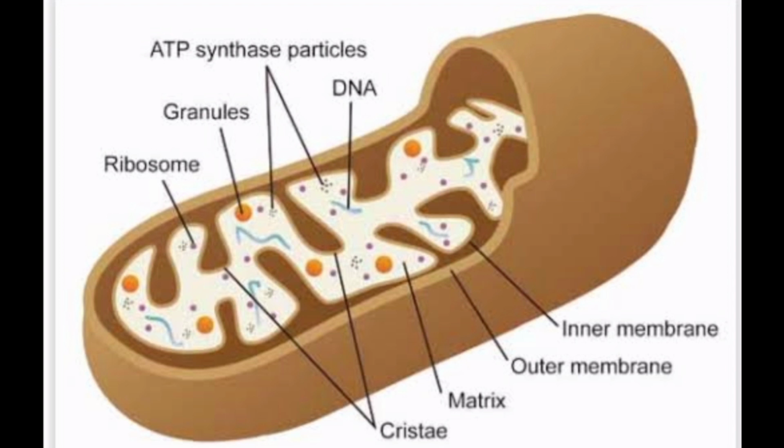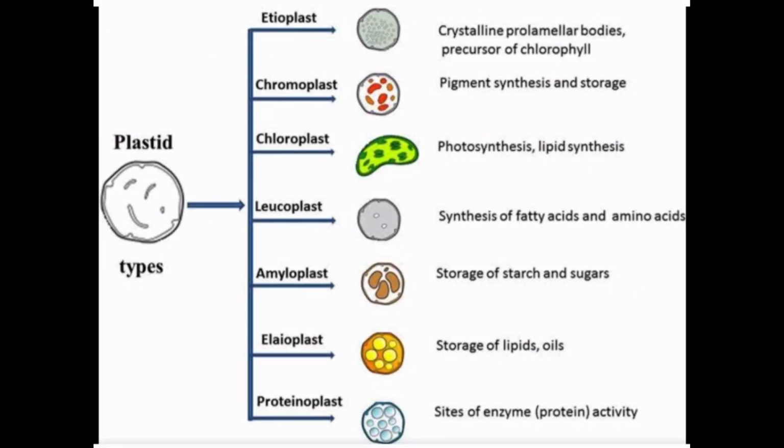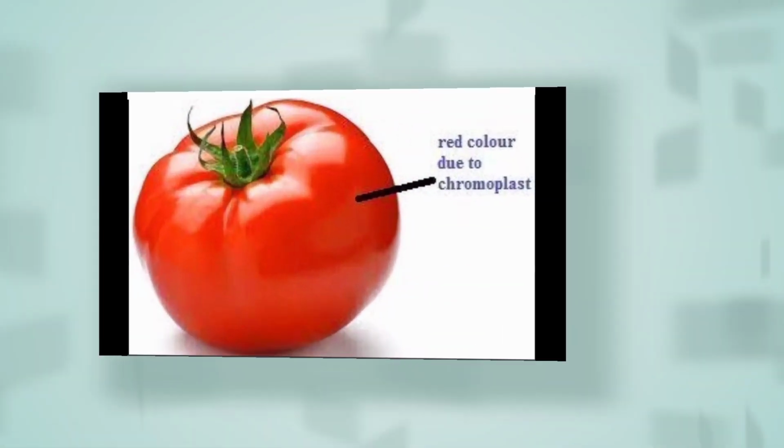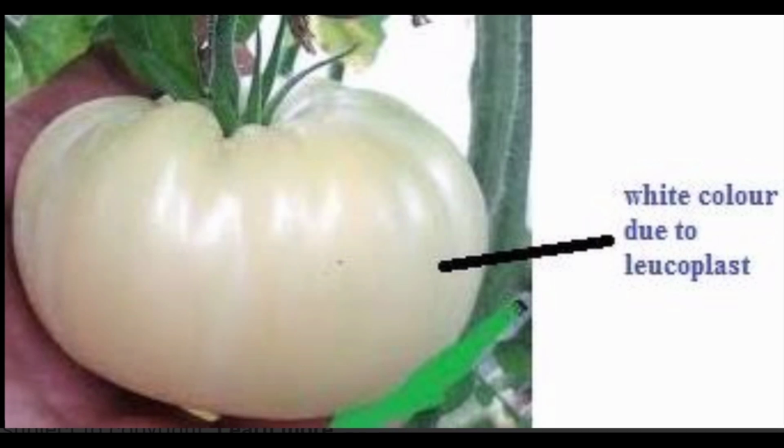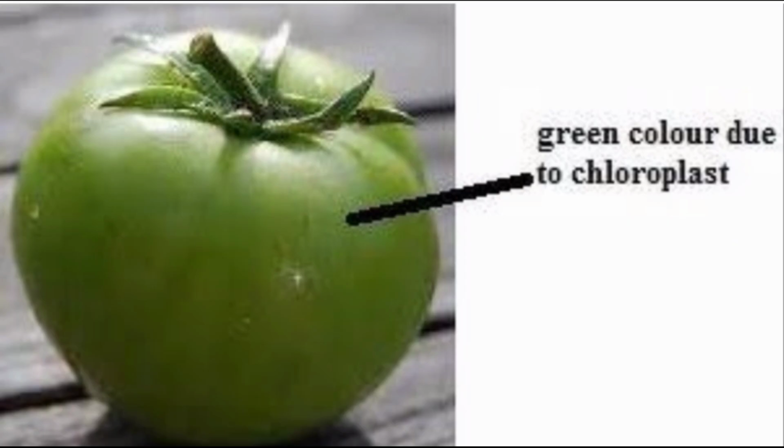Mitochondria are strange organelles in the sense that they have their own DNA and ribosomes. Therefore, the mitochondria are able to make some of their own proteins. Here are the plastids. Plastids are present only in plant cells. These may be of different kinds: chromoplast, the colorful; leucoplast, white; and chloroplast, which have chlorophyll and are green in color.